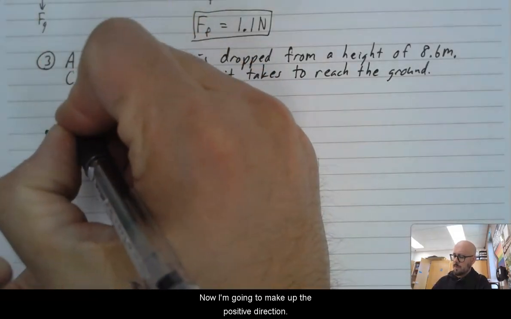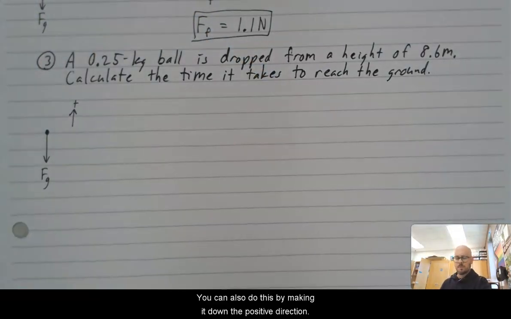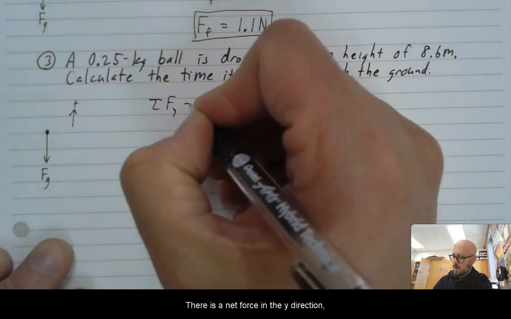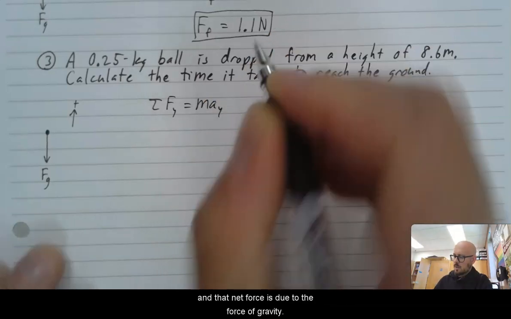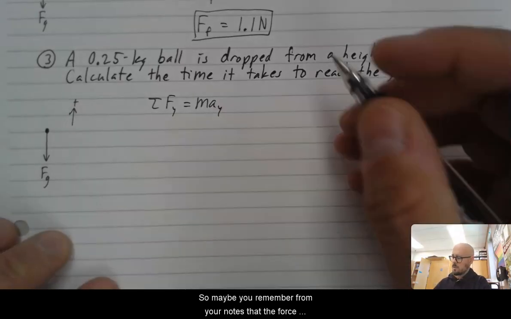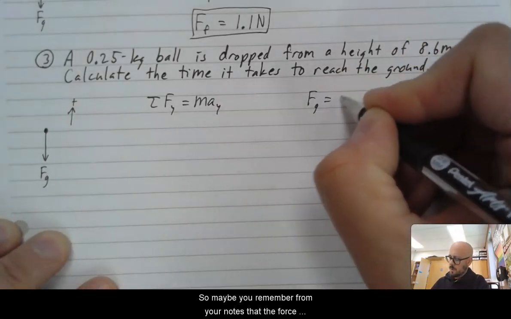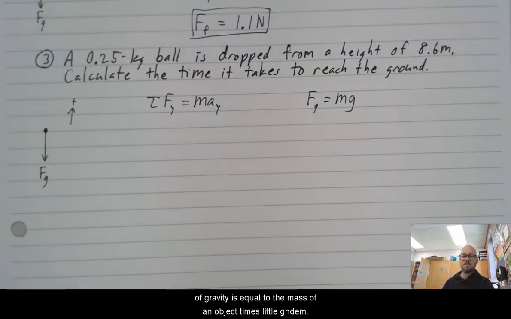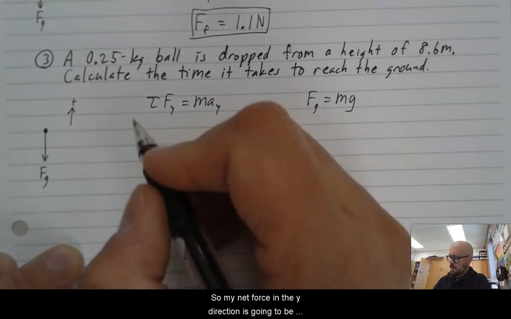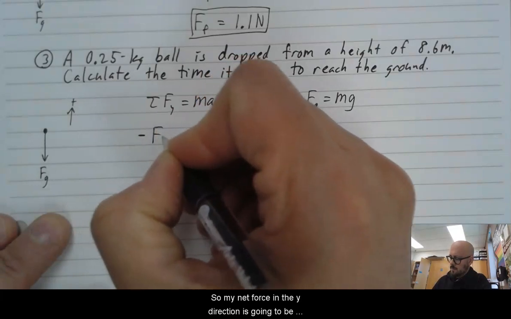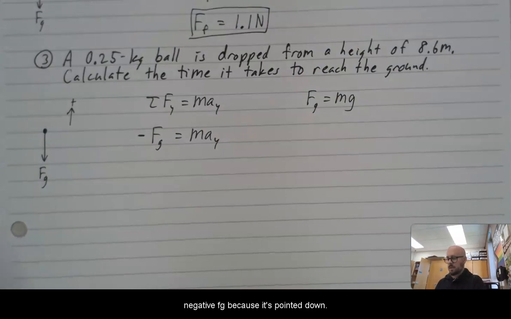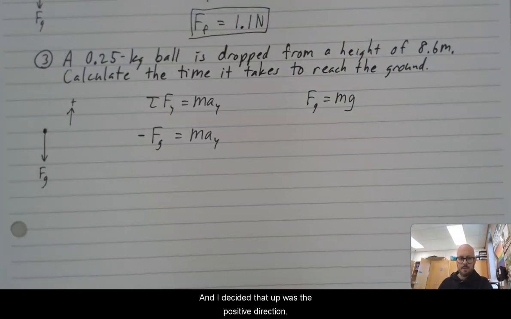Now I'm going to make up the positive direction. You can also do this by making down the positive direction. There is a net force in the y direction, and that net force is due to the force of gravity. So maybe you remember from your notes that the force of gravity is equal to the mass of an object times little g. So my net force in the y direction is going to be negative Fg, because it's pointed down, and I decided that up was the positive direction.